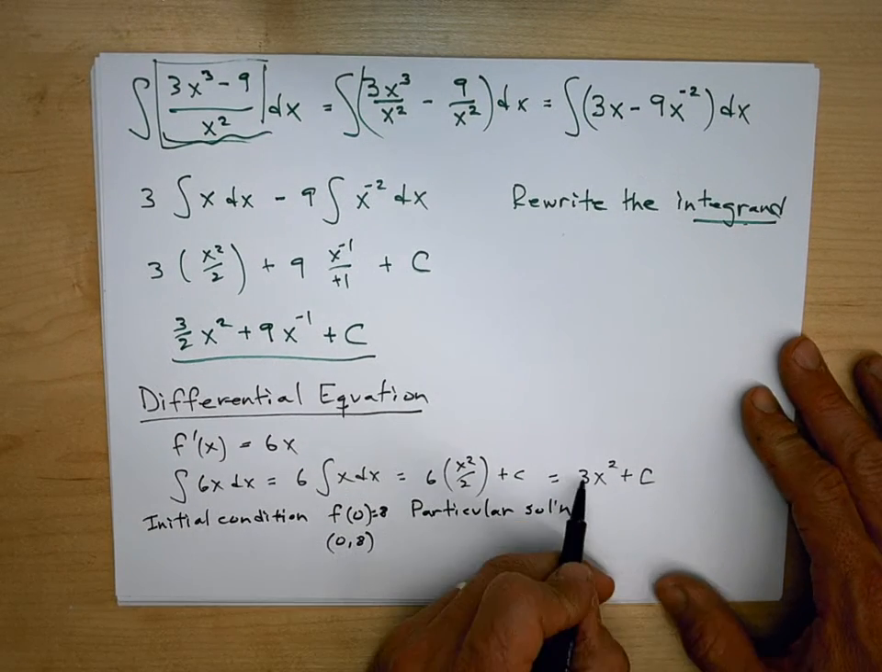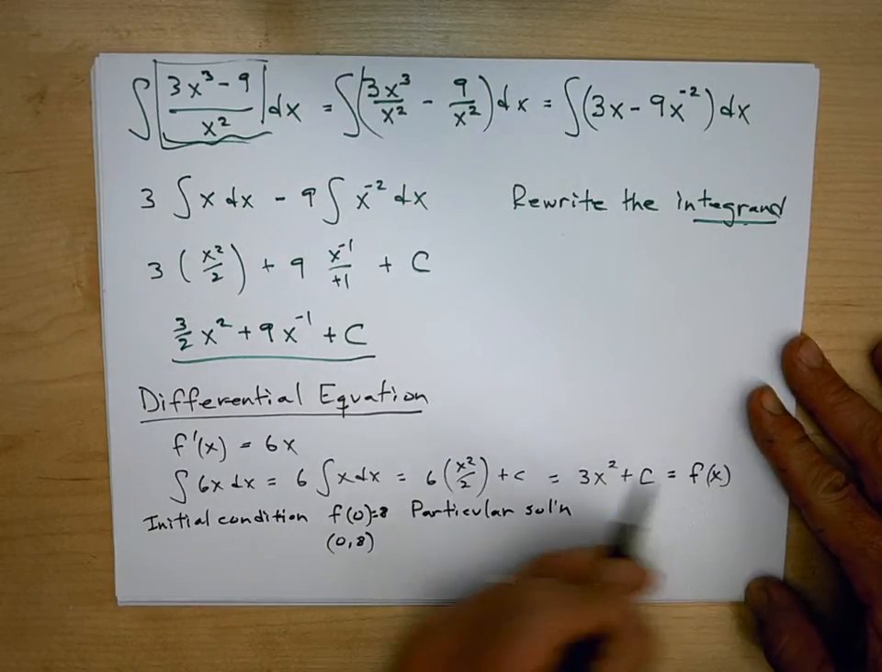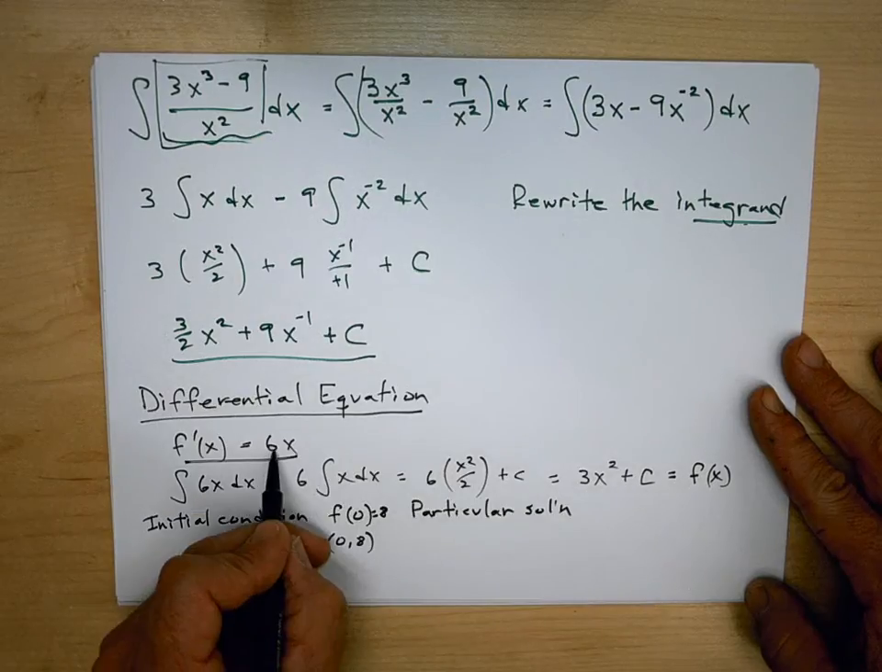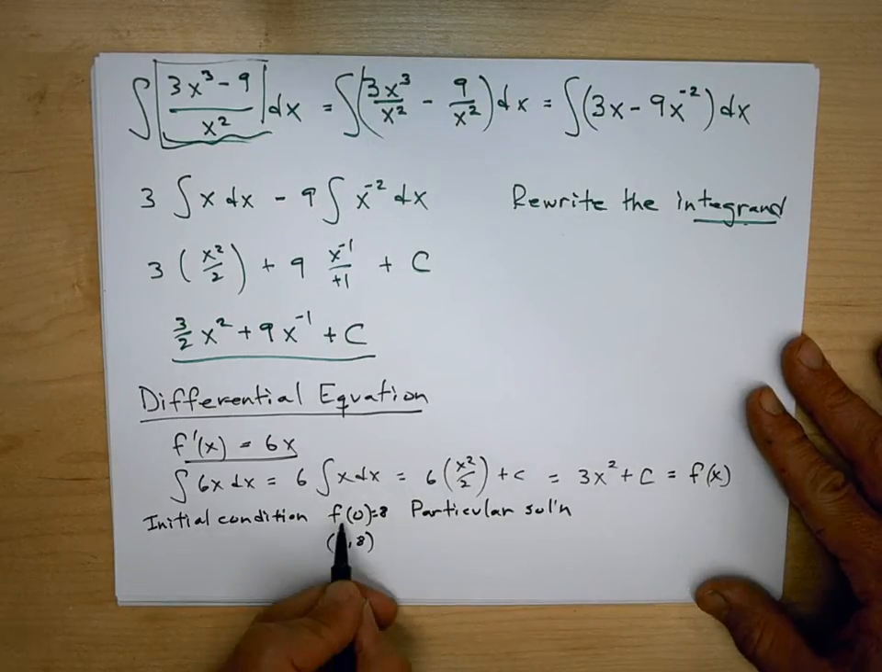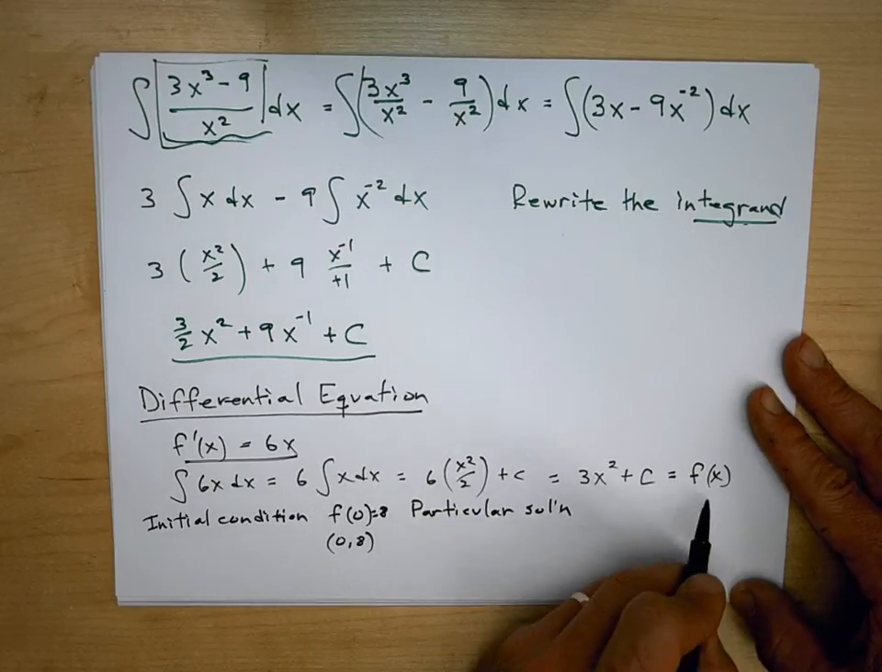So here we're saying that this is f of x. This was f prime, so this is f, the function I take the derivative of to get 6x. And this is telling me that f of 0 equals 8. So I have two expressions now for f of 0.